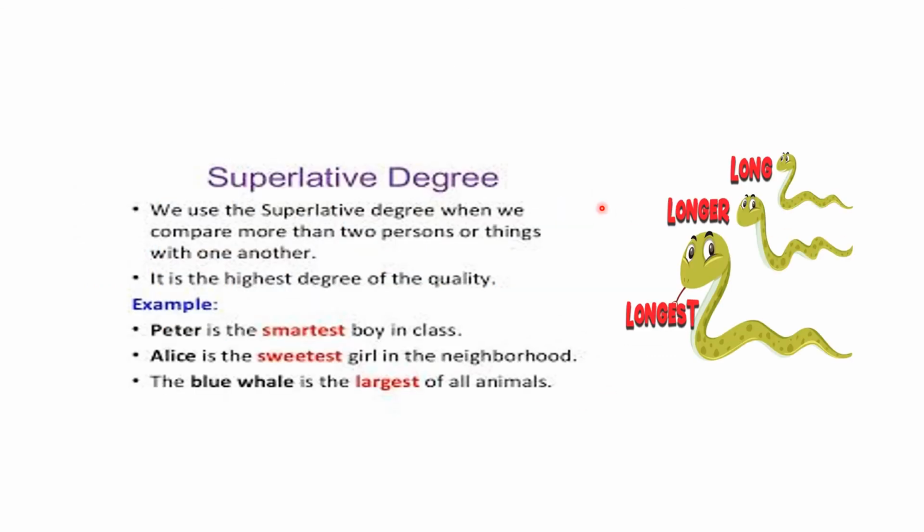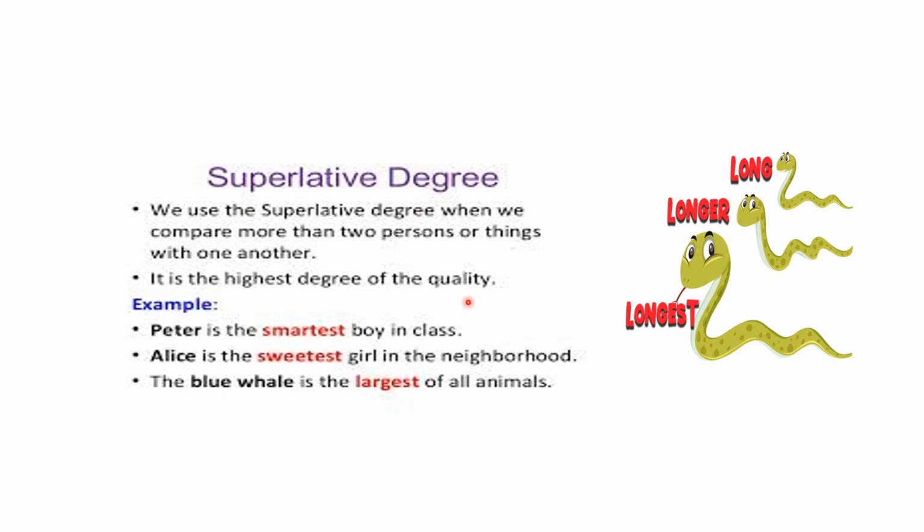Now come to the next, that is superlative degree. Superlative forms are used when we compare more than two persons or things with one another. Keep in mind that in comparative degree we compare two things or two persons, but in superlative degree we compare more than two persons or things. It is the highest degree of the quality.